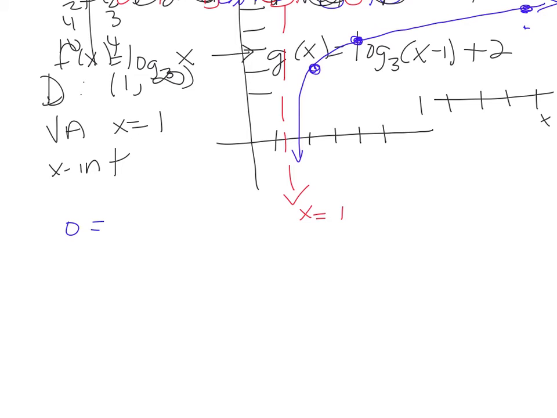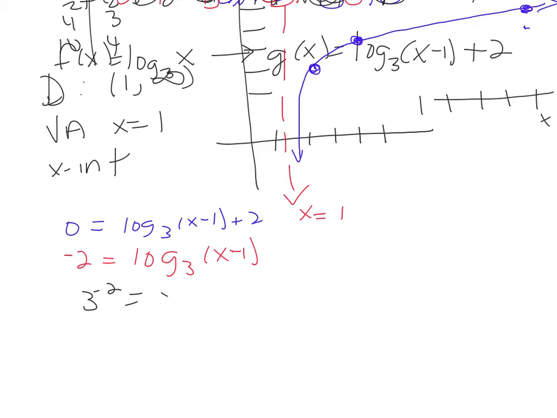So we have 0 is equal to log base 3 of x minus 1 plus 2. So minus 2, we get negative 2 equals log base 3 of x minus 1. So my base is 3, so it's 3 to the negative 2 power equals x minus 1. 3 to the negative 2 power is 1/9 equals x minus 1. Add 1 to both sides, we get 10/9. So my x-intercept would be 10/9, comma 0.